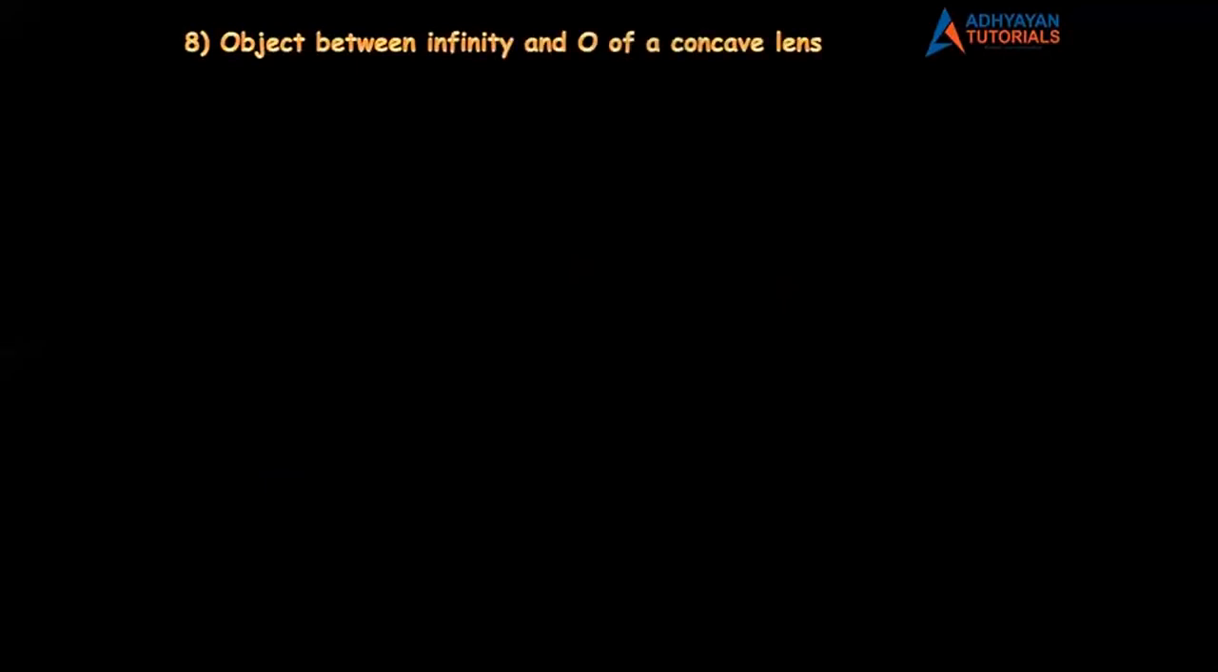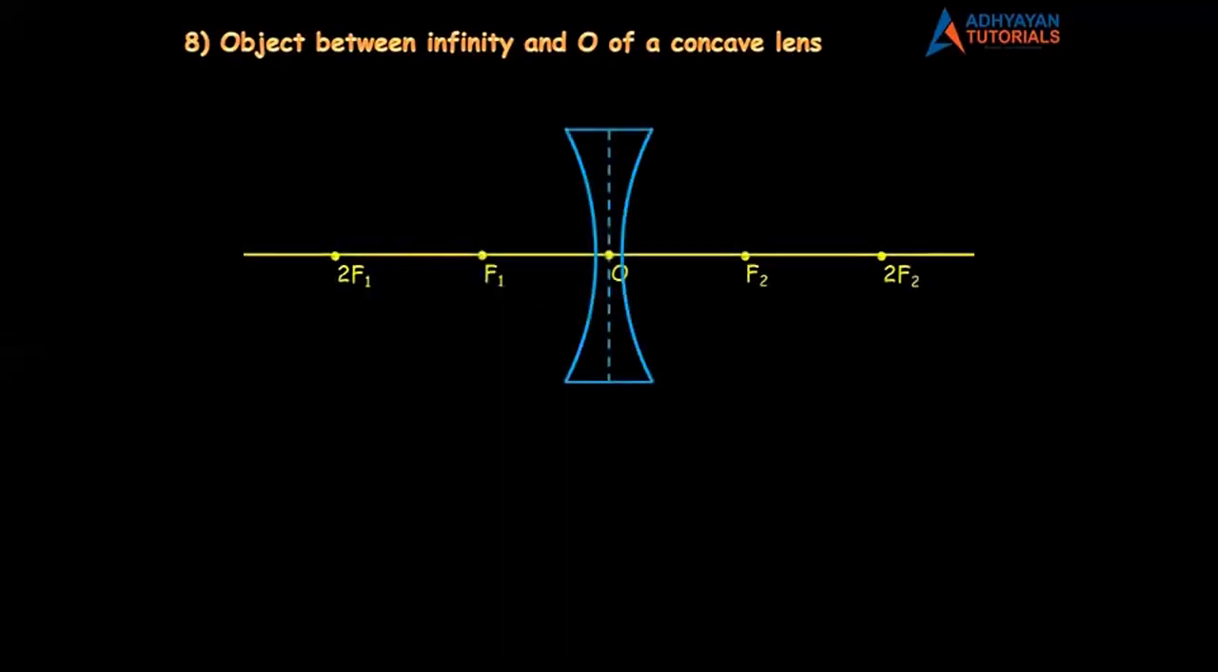Object between infinity and O of a concave lens. I repeat, the question is object between infinity and O of a concave lens. ये है basic diagram of a concave lens. See children, infinity is here, बहुत दूर. O is this. So when I say object between infinity and O, infinity इधर है, O इधर है, तो between infinity and O मतलब anywhere on the principal axis.